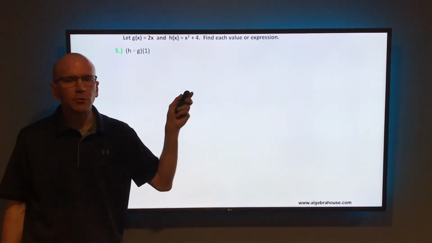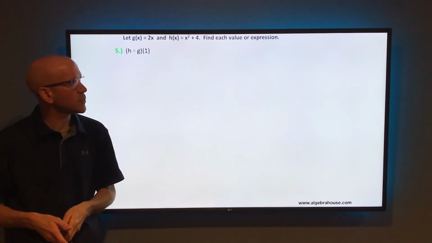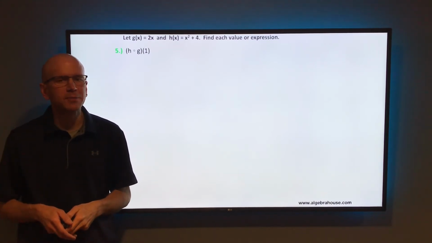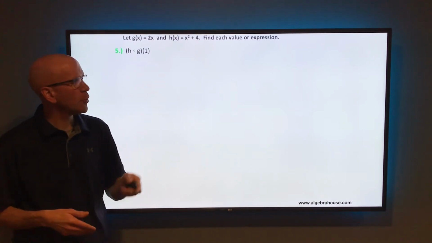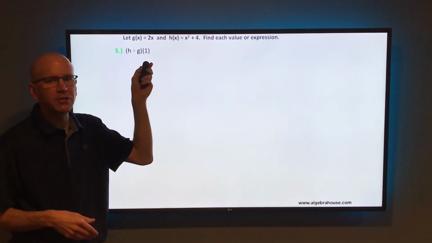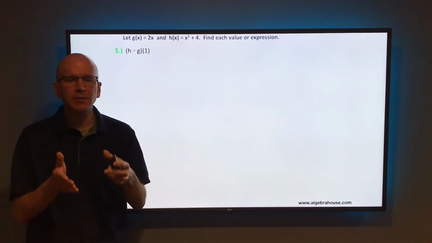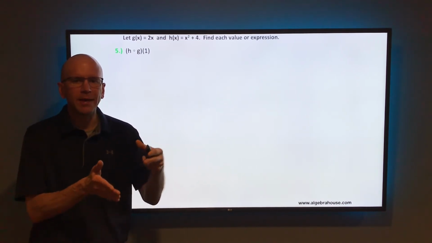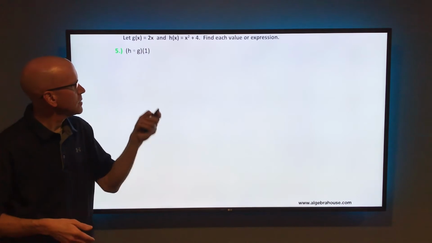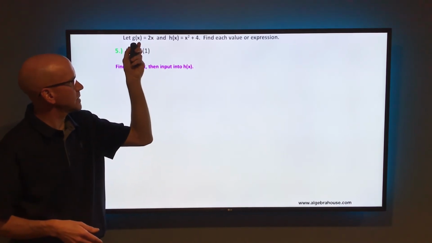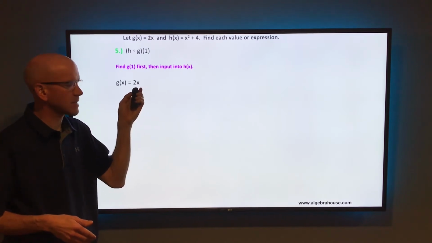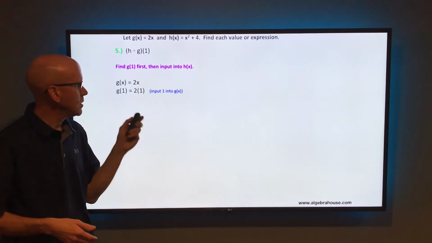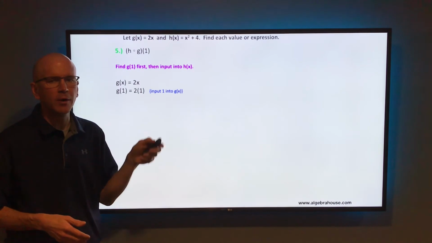Let g(x) equal 2x and h(x) equal x² + 4. Find each value or expression. We're going to find h(g(1)). So we're going to input 1 into g(x), find g(1) first, then that's going to create an output. That output then goes into h(x). So to find g(1), go to what g(x) is, that's 2x, and substitute 1 in for x. You're finding g(1), that is 2 times 1, which would be 2.